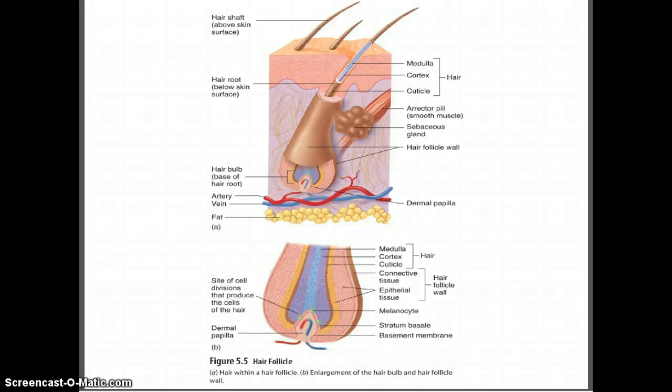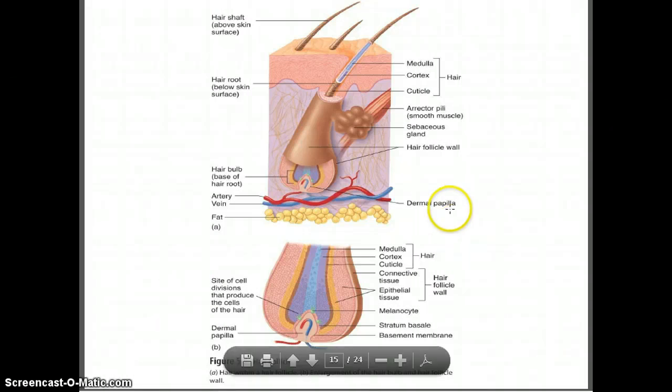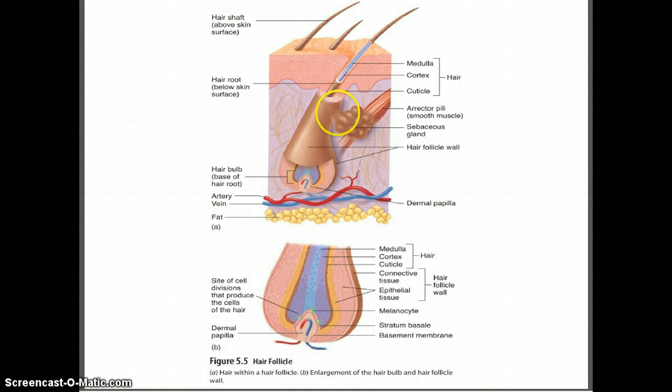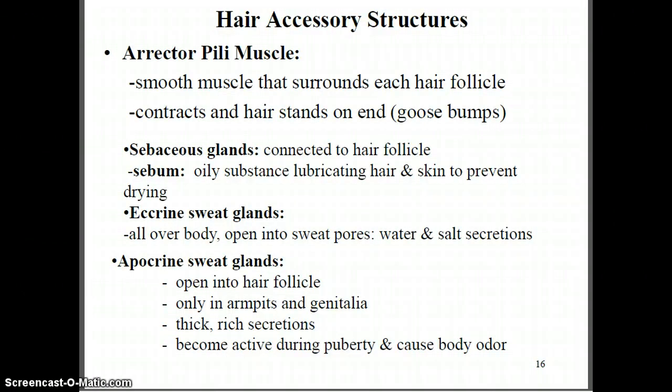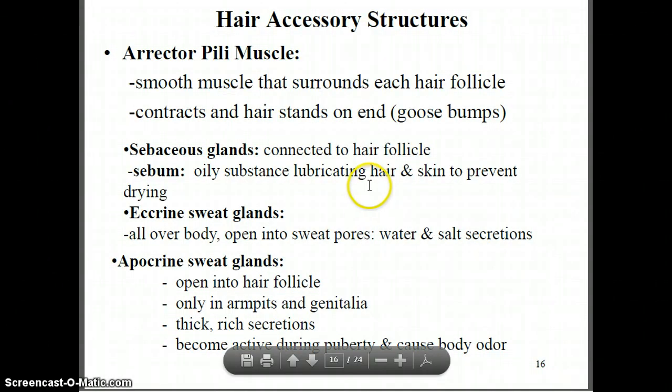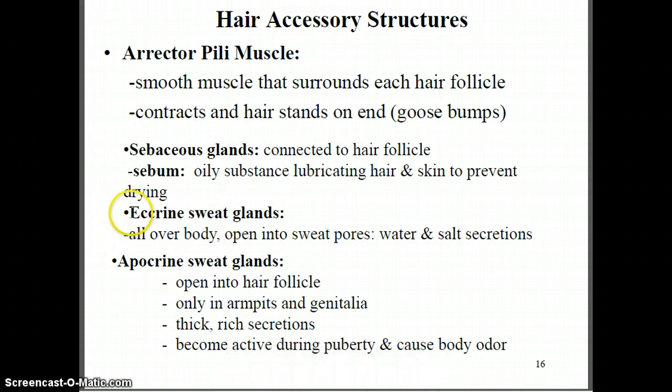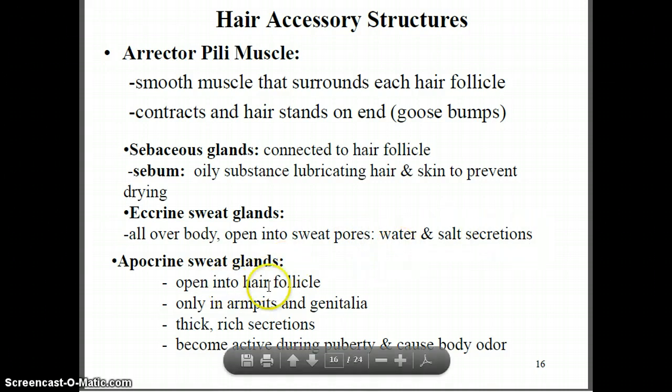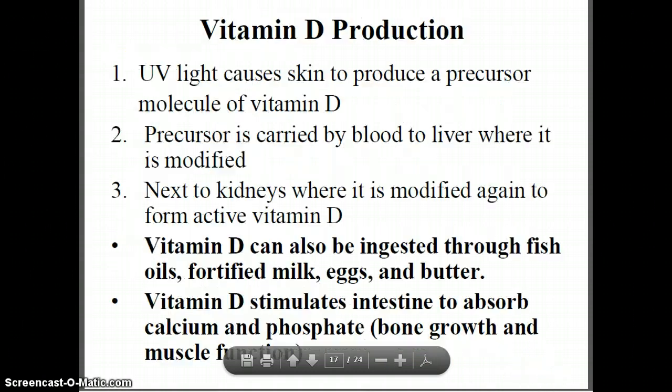All right, this just shows you a hair follicle. I'm not going to belabor that except to show you that there are sebaceous oil secreting glands associated with every hair follicle and also the erector pili muscle. You can read about these. Notice I just mentioned sebaceous gland. There are two types of sweat glands, eccrine, which are all over the body, and they produce water and salt secretions. Apocrine open only into hair follicles and are only found in armpits and genitalia. They produce a more thick, viscous secretion, and they are odoriferous.